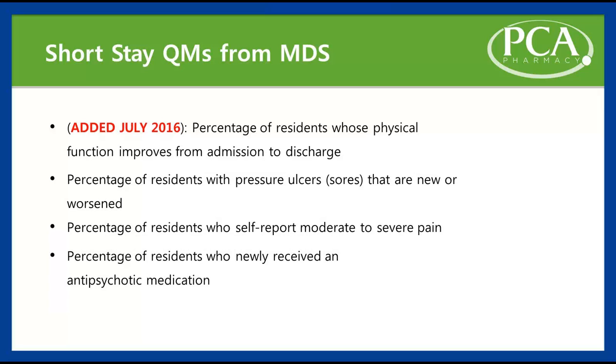Important thing here is that if they come in on an antipsychotic, that it gets coded on their initial MDS assessment, because they will compare. So you would see an MDS that didn't code an antipsychotic, and then the next one did, so they're newly receiving an antipsychotic. With the mobility, in the first one, we're looking at transferring, locomotion, and walking. Several of these are risk adjusted as well. That would be patients whose physical function improves and pressure ulcers.